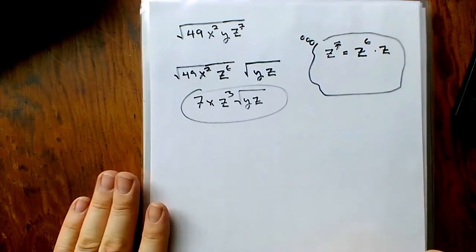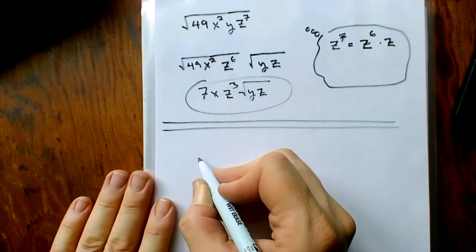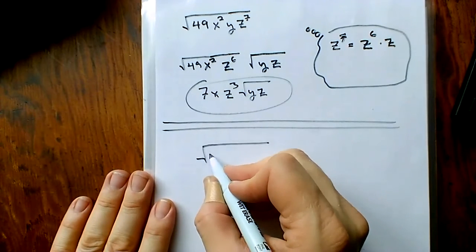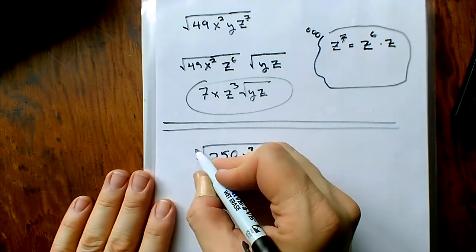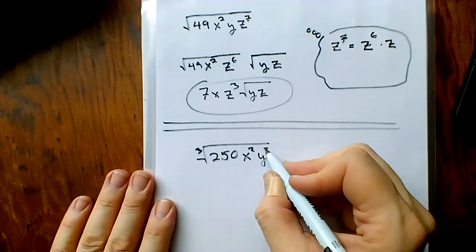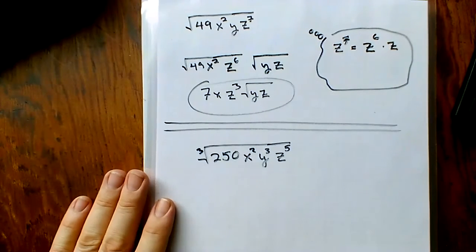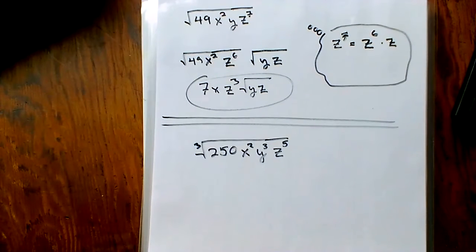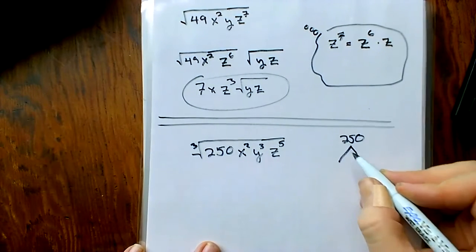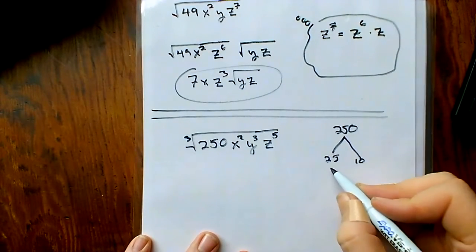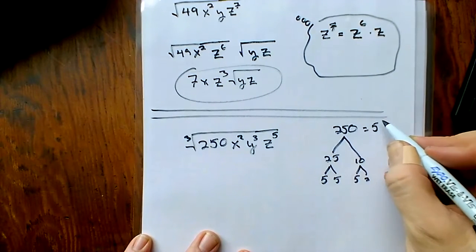If I were to do this with cube roots, the same sort of process applies. So say I had something like 250x squared, I'm going to do the cube root, x squared y cubed z to the 5th. All right, this one's going to be a little trickier. We've got a cube root. So let's figure out, first of all, what all of our things are. I see 250 and I see that's 25 times 10. 25 is 5 times 5. 10 is 5 times 2. So this is 5 cubed times 2.